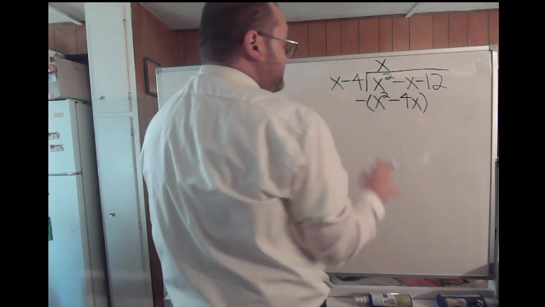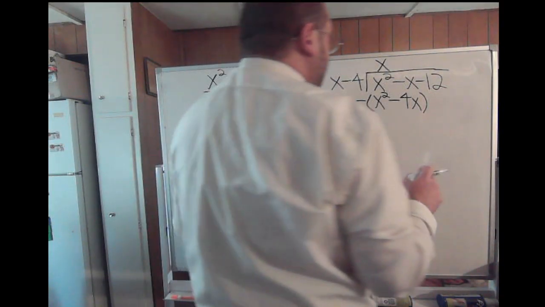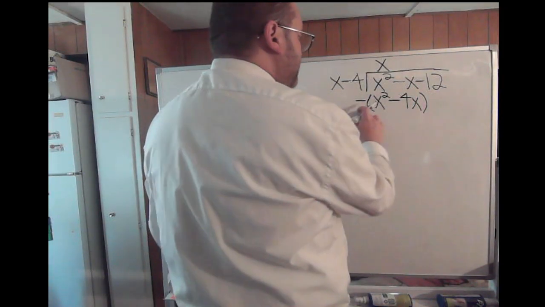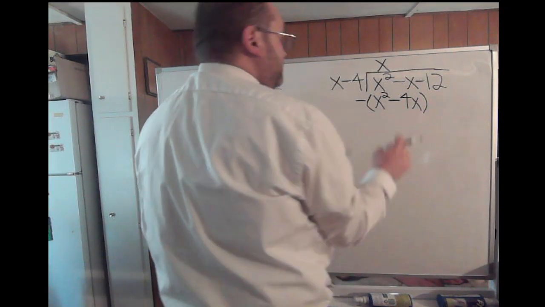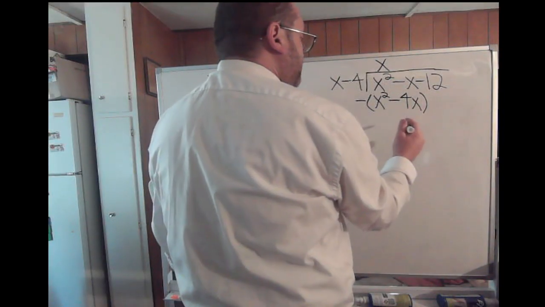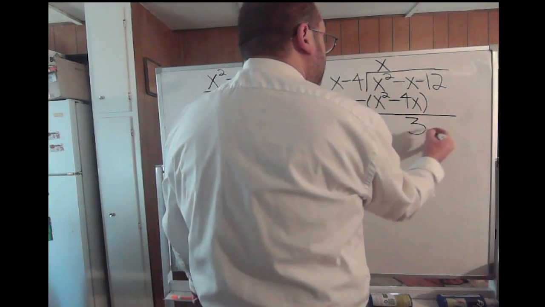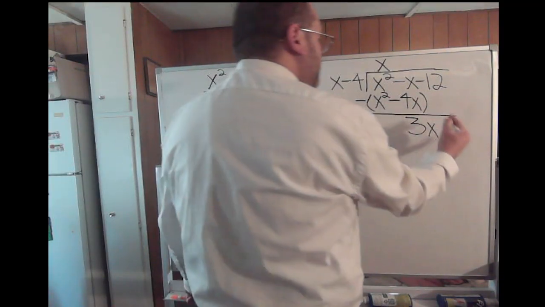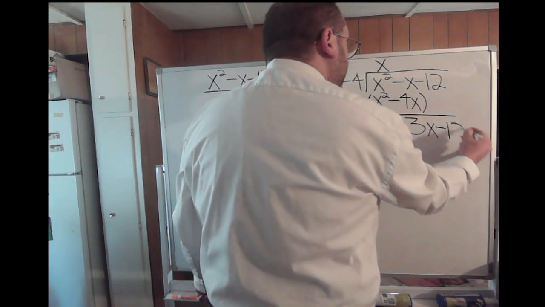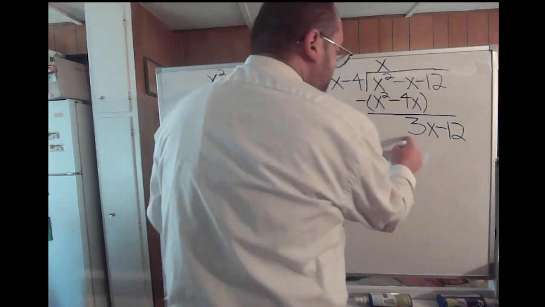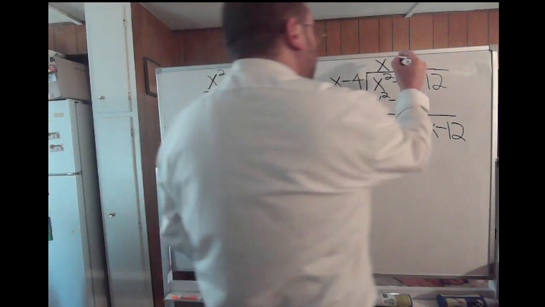X squared minus x squared is 0. That goes bye-bye. We have negative x minus negative 4x. Well, minus negative 4x, that's plus 4x. So that'd be negative x plus 4x. What you would end up getting is positive 3x. Then you just bring down your negative 12 from the dividend. Now focus on x times what equals 3x? Well, that'd be positive 3.